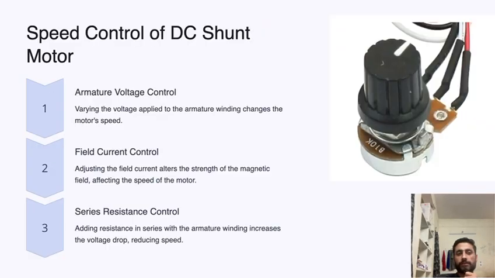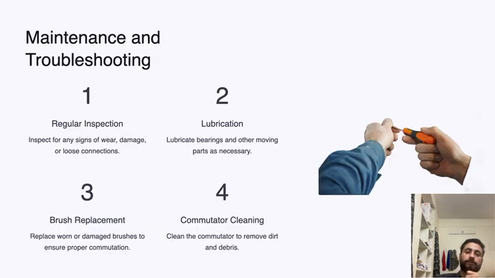Speed control of DC shunt motor. Armature voltage control: varying the voltage applied to the armature winding changes the motor speed. Field current control: adjusting the field current alters the strength of the magnetic field, affecting the speed of the motor. Series resistance control: adding resistance in series with the armature winding increases the voltage drop and reduces the speed.